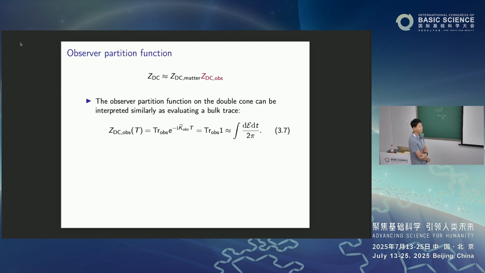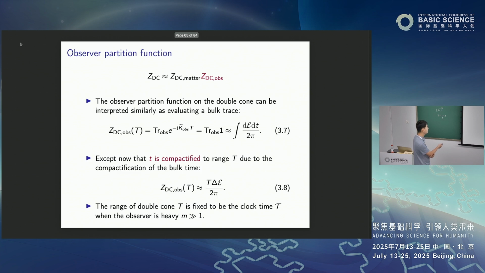Next, we'll talk about the matter patching function. Similarly, for the matter part, you can calculate it as evaluating a bulk trace naively. But recall that the observer Hilbert space is invariant under the de Sitter isometry, so that reduces the trace to 1. So you get the integral over the whole Hilbert space.